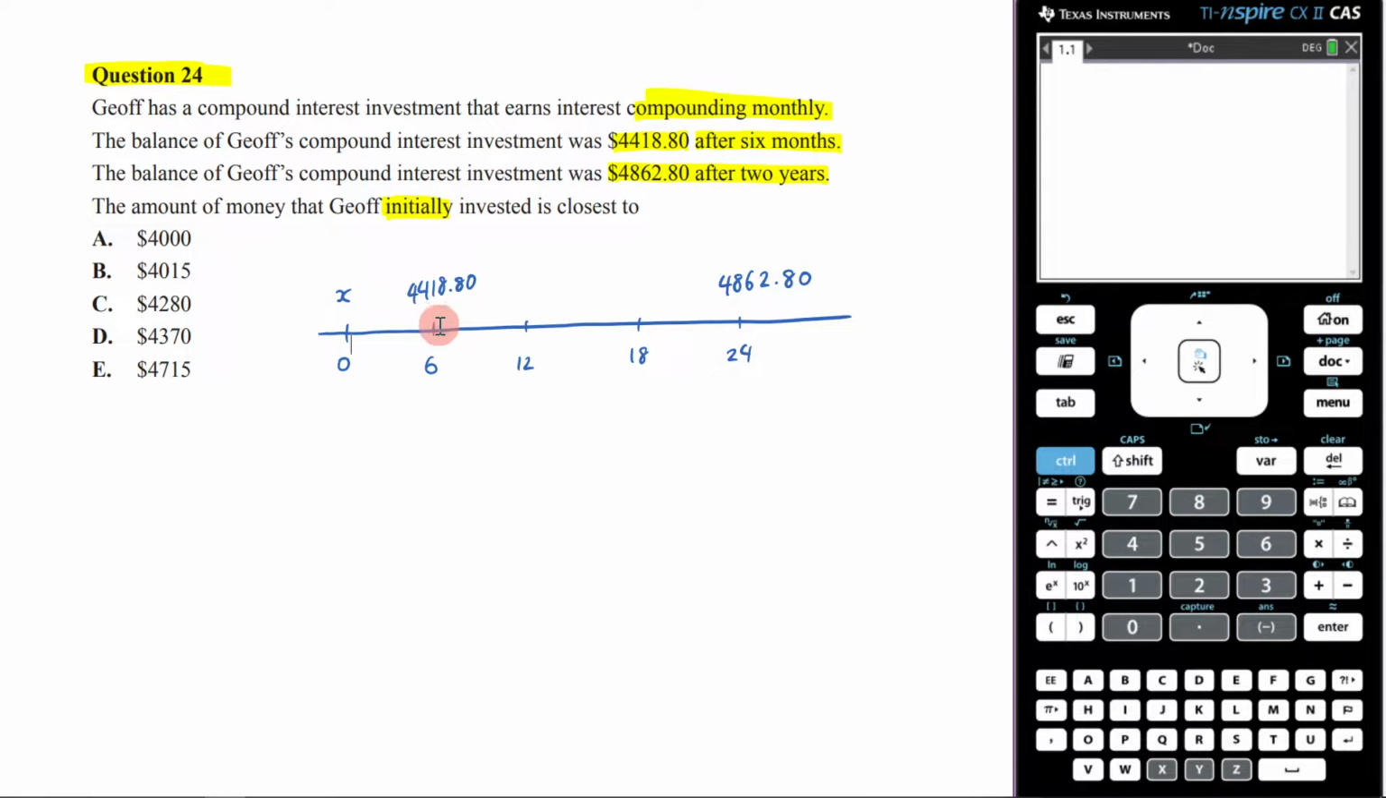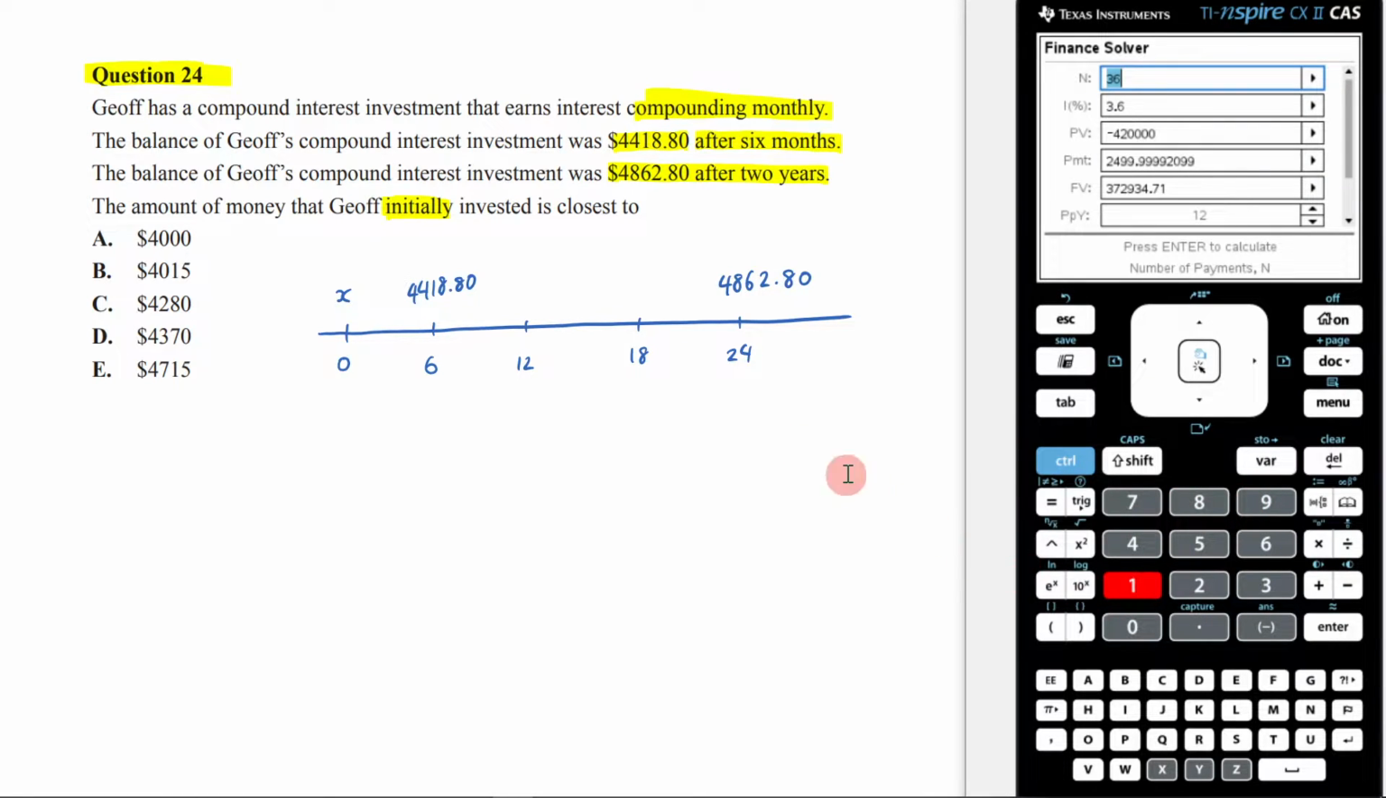My eye is first drawn to the fact that I could go to my financial solver, menu 8.1, and say, over this time period, from here to here, that's 18 months, right? So I could say I've got 18 payments here because it's compounding monthly. I don't know the interest rate here. I do know that the present value is going to be minus 4418.8.